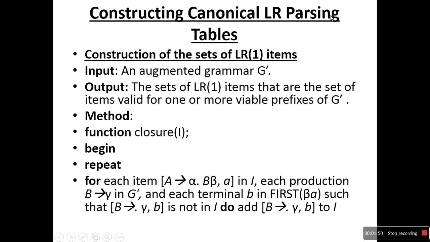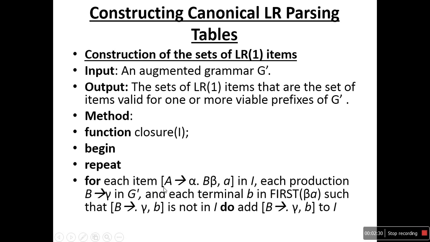Now we will look at how to construct the canonical LR parsing table: construction of sets of LR items. The input we give to get the LR parsing table is an augmented grammar. Now what is an augmented grammar? We will look at that in the following slides. The output is the sets of LR(1) items, that is, the sets of items valid for one or more viable prefixes of G'. And the method: these are the functions involved in this parsing method. Function, begin, repeat. In the function we have to calculate the closure of I.